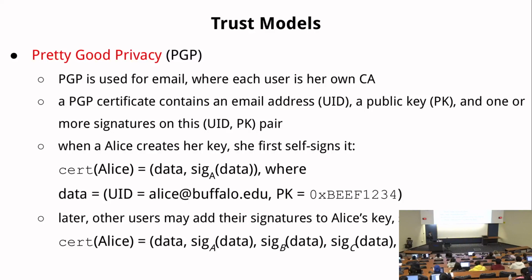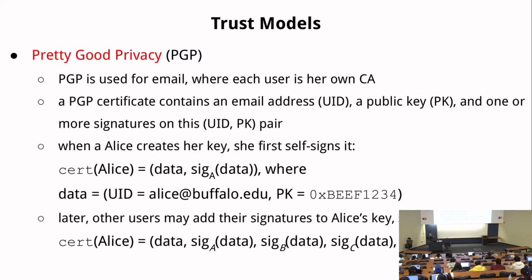In this model, each user is her own CA. So the PGP certificate has an email address, a public key, and the signature on that pair. The identity here is the email address, and we also have the public key part, then we sign that. When we sign that, we use your own private key to sign this. You do not find another CA, a trusted third party, to sign. You sign this by yourself.